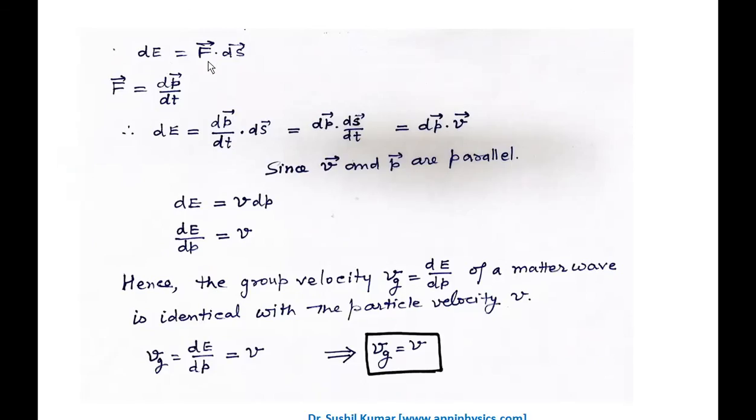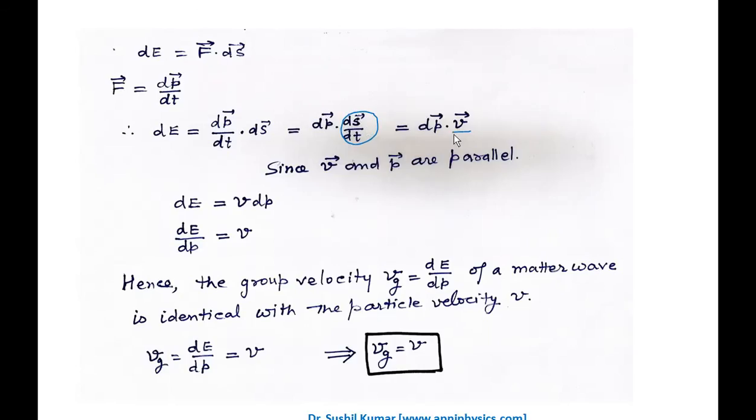dE is equal to F dot ds, as we have seen here, where force is the rate of change of momentum. So dE is equal to, if I put this value of force here, dP upon dt dot ds. Now rearranging the terms, it can be written as dP dot ds upon dt, which is equal to dP dot v, because ds upon dt is the velocity. So this is velocity.